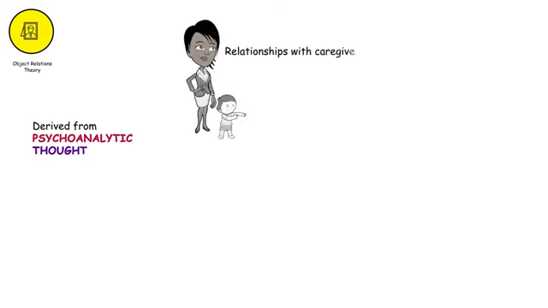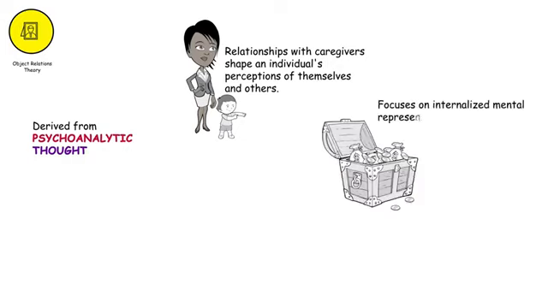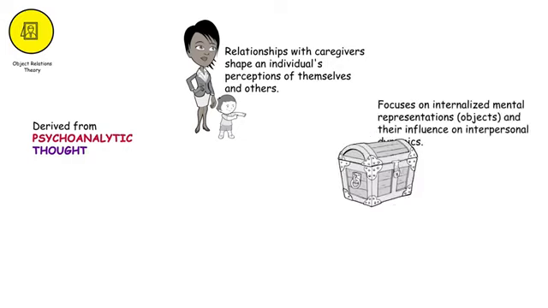Object relations theory. Object relations theory, derived from psychoanalytic thought, examines how early relationships with caregivers shape an individual's perceptions of themselves and others. It focuses on internalized mental representations, objects, and their influence on interpersonal dynamics.